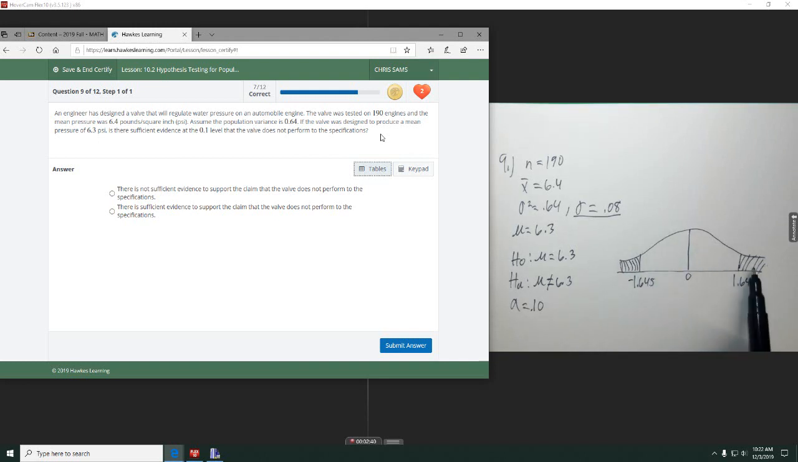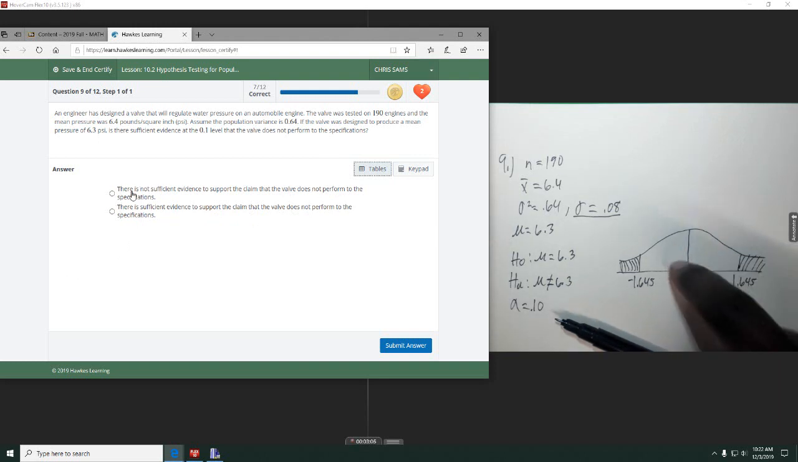If it falls in any one of these spaces, we reject H0, which means there is enough evidence to support the claim that they're not equal. So if we reject H0, then we're in favor of this option. There's enough evidence to say that it's not equal to. And then if we fail to reject H0, so if it falls in here, then we say that there's not enough evidence to support that claim.